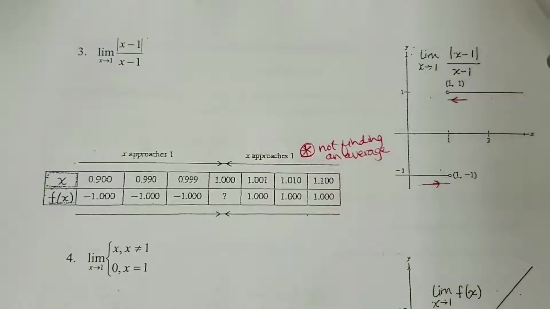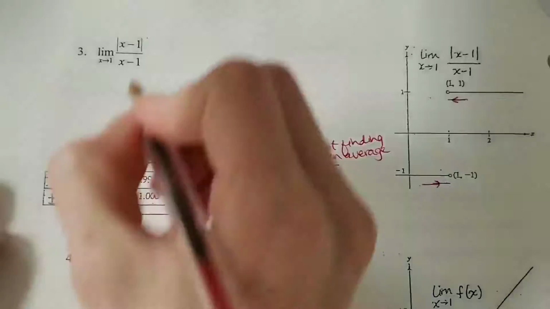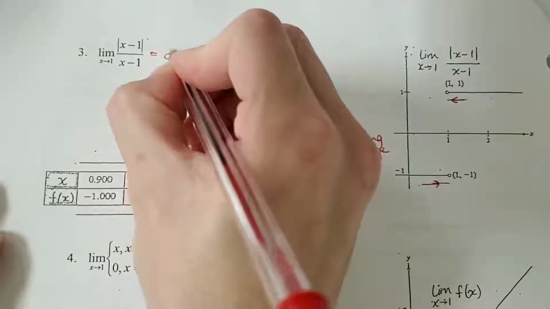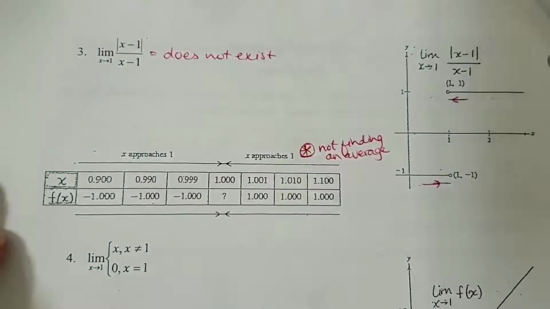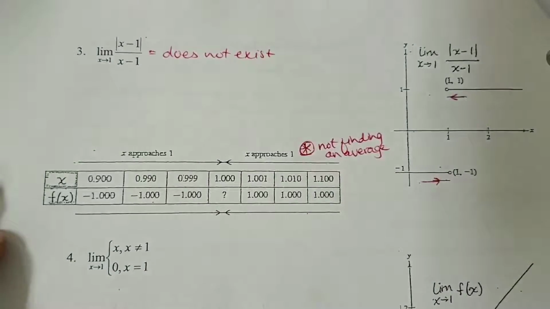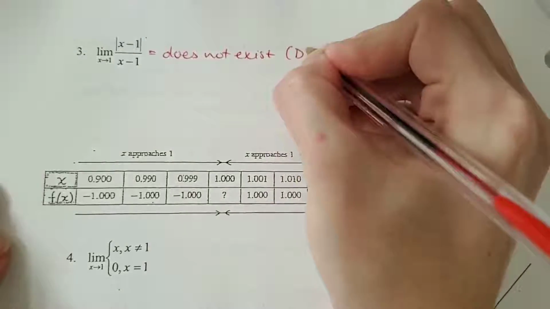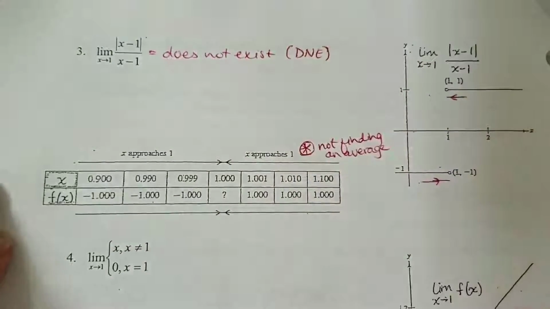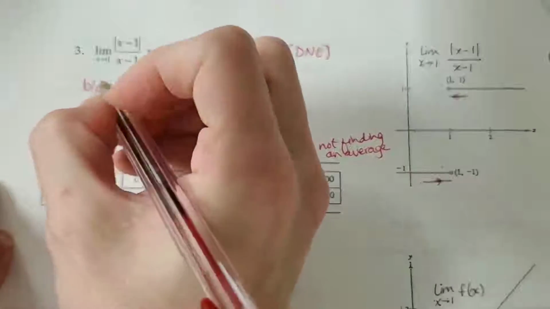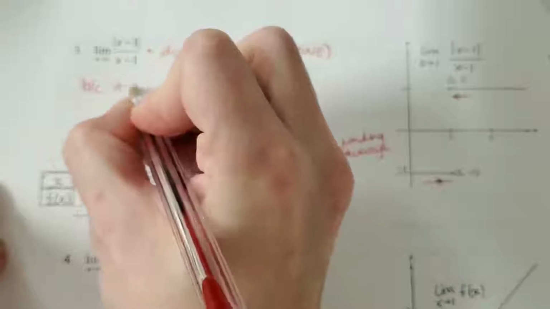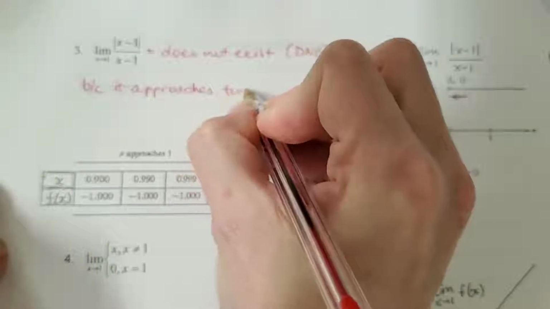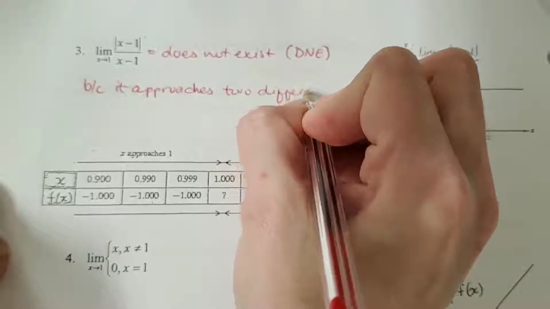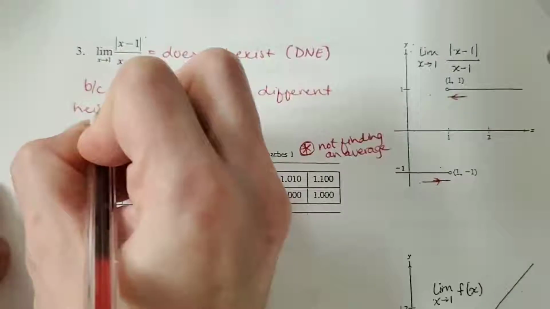So what does this mean? Mean Girls people out there? This means that the limit does not exist. Okay, if you haven't seen Mean Girls, you didn't get that reference. I wasn't calling anyone mean. If you want to abbreviate that, you can put D and E, does not exist. Okay, the reason it does not exist is because the function approaches 2 different heights as we get closer and closer to x equals 1.